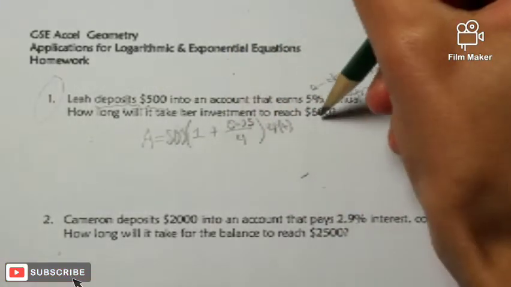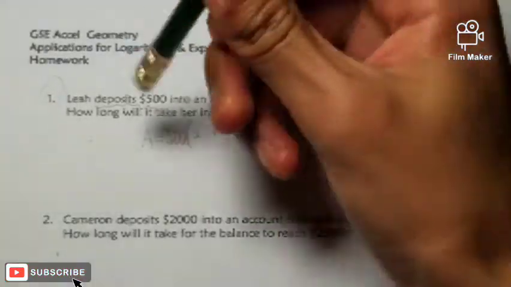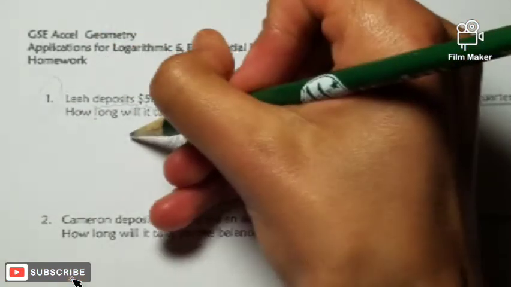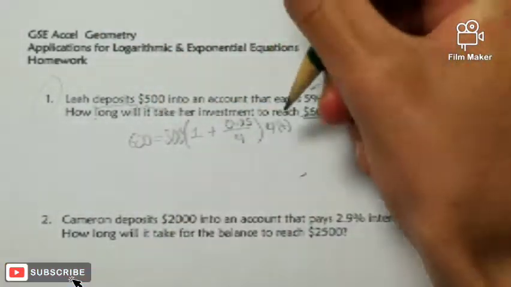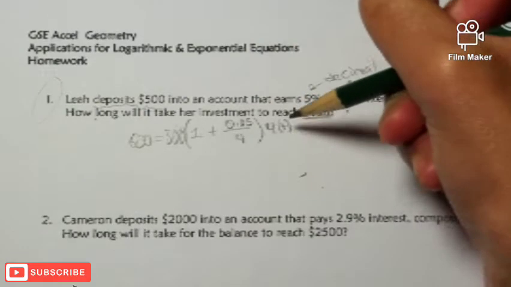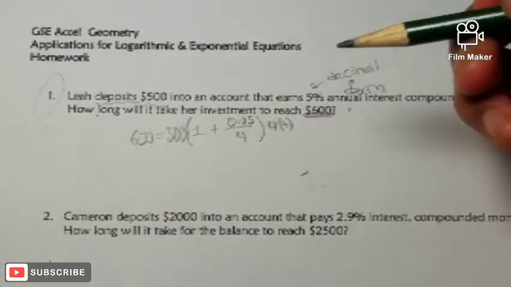How much to reach 600? That is the end amount. That is how much Leah wants to end with. So what are we trying to look for? We're trying to look for this t over here. That's the important thing to look at.